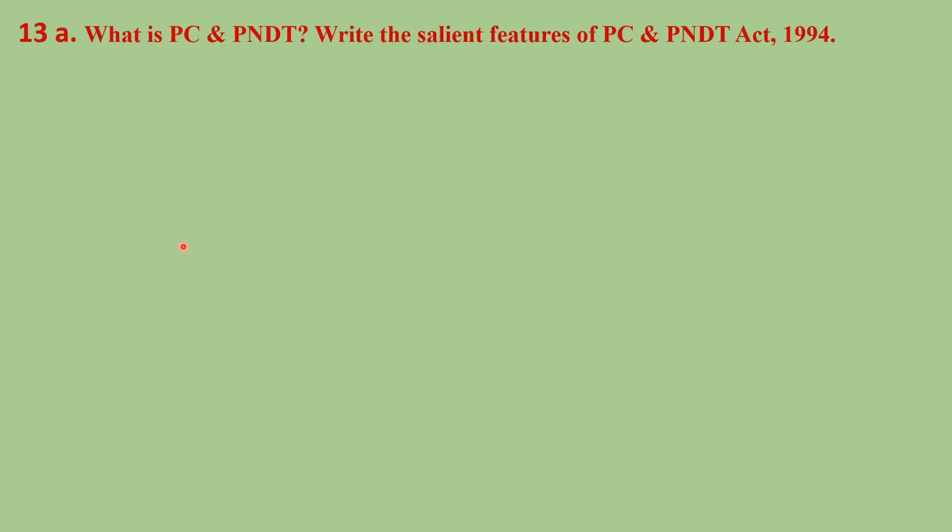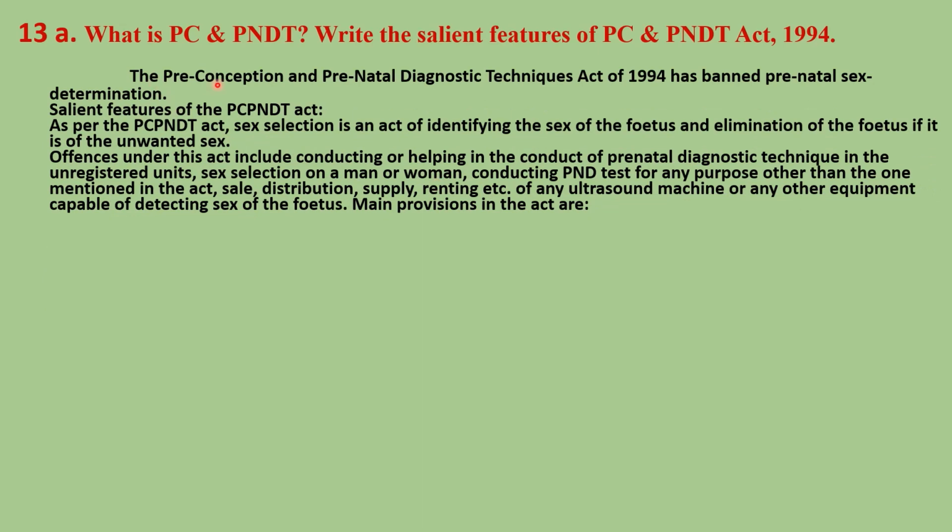Next question, what is PC and PNDT? Write the salient features of the PC and PNDT Act 1994. The Preconception and Prenatal Diagnostic Techniques Act of 1994 has banned prenatal sex determination, that is PNDT. Salient features of the PC-PNDT Act: sex selection is an act of identifying the sex of the fetus and elimination of the fetus if it is of the unwanted sex, that is not preferred, mostly the girls.